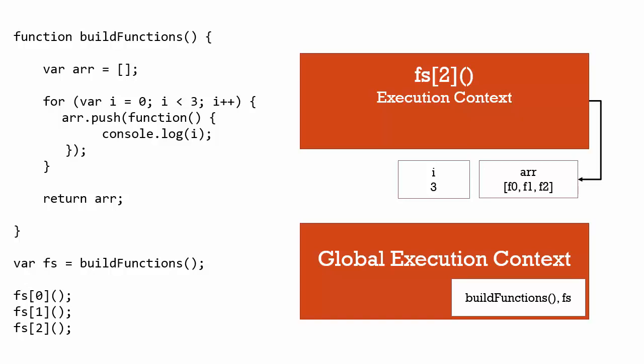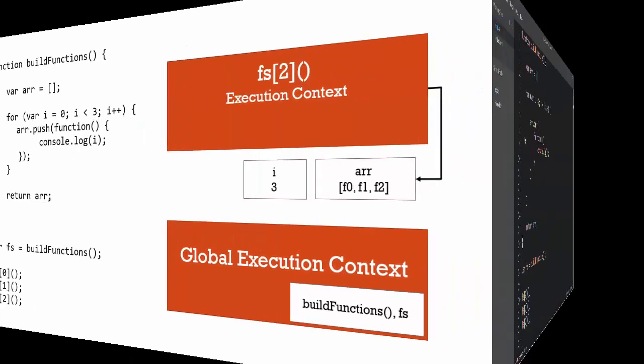i is 3 by the time you call all these functions. And so that's what they're going to output. Got that? All right. Moving on.